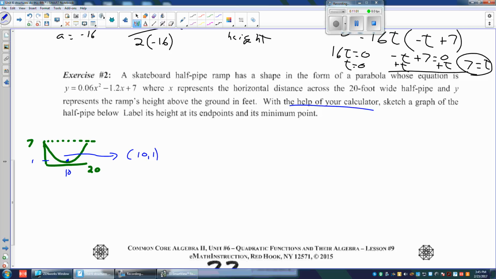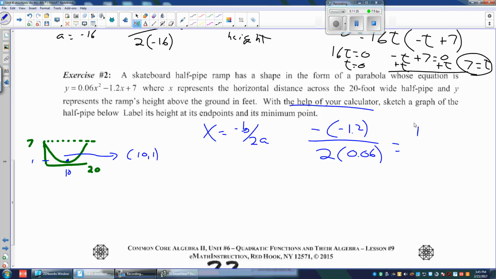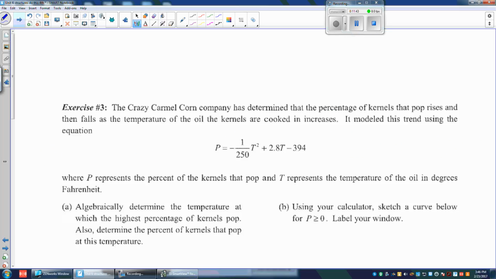Okay, it says with the help of our calculator. Why don't we just do x equals negative b over 2a. We have the equation. Negative b is negative 1.2 over 2a, 2 times 0.06. This had better come out to be 10. Negative 1.2 is just 1.2, and 2 times 600ths is 0.12 or 12 hundredths. When you divide those two, we get 10. Cool. It checks algebraically. Let's turn the page.